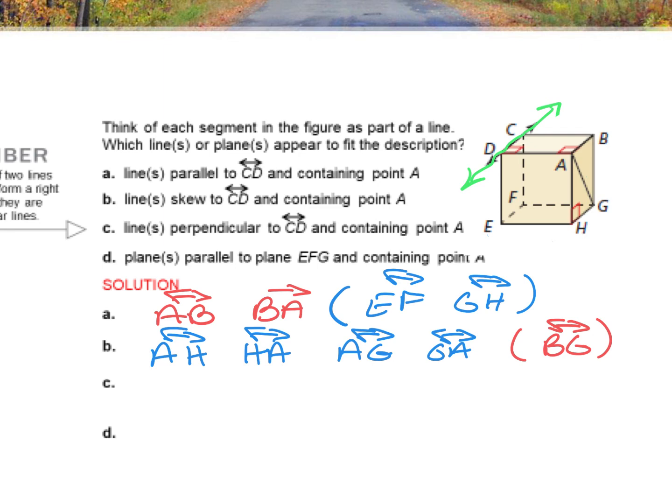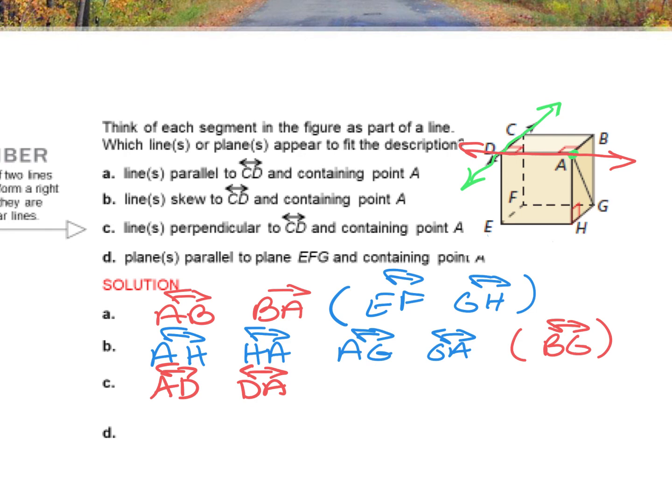Next, lines perpendicular to CD containing point A. So again, here's A. Notice the little right angle there. I could show that line AD or DA is perpendicular to CD. You can see the little right angle. So AD, or you could call it DA. That would be a line that is perpendicular that contains point A.